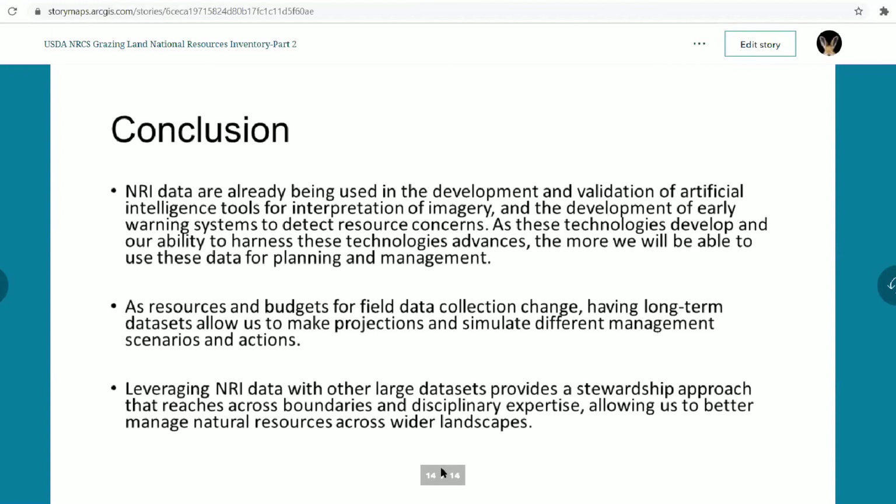One of the great things about these long-term data sets is that they allow us to make projections and simulate different management scenarios and actions through time. Leveraging these NRI data with other larger data sets, as we've seen with AIM and some of the National Park Service data sets and LandPKS and these other data sets, allows us to provide a more integral stewardship approach that reaches across boundaries, disciplinary boundaries, but also land boundaries, and allows us to better manage resources across wider landscapes.